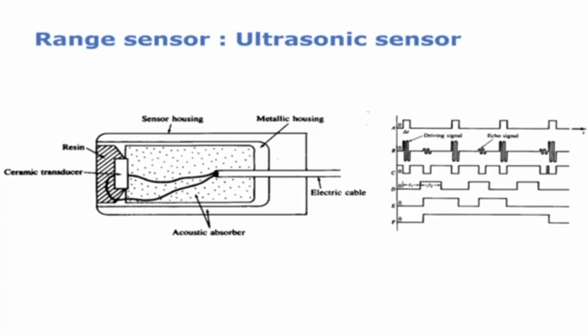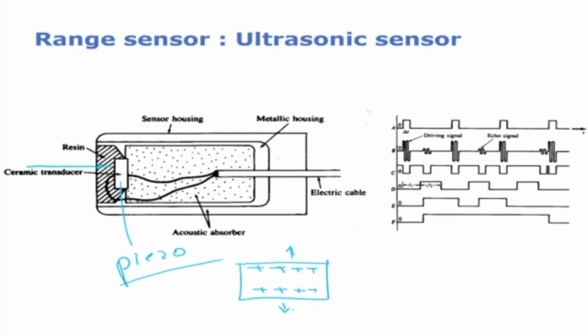So there is a ceramic transducer, which is a piezo. If I give this piezo crystal a charge, what will happen? It will produce a mechanical displacement. So if you give it a charge at a particular frequency, it will keep vibrating, and this vibration is the one that goes out. There is a resin in front and the vibration goes out like that. This vibration gets the air particles in front and produces an ultrasonic wave, and this ultrasonic wave goes out, hits something, and then comes back.